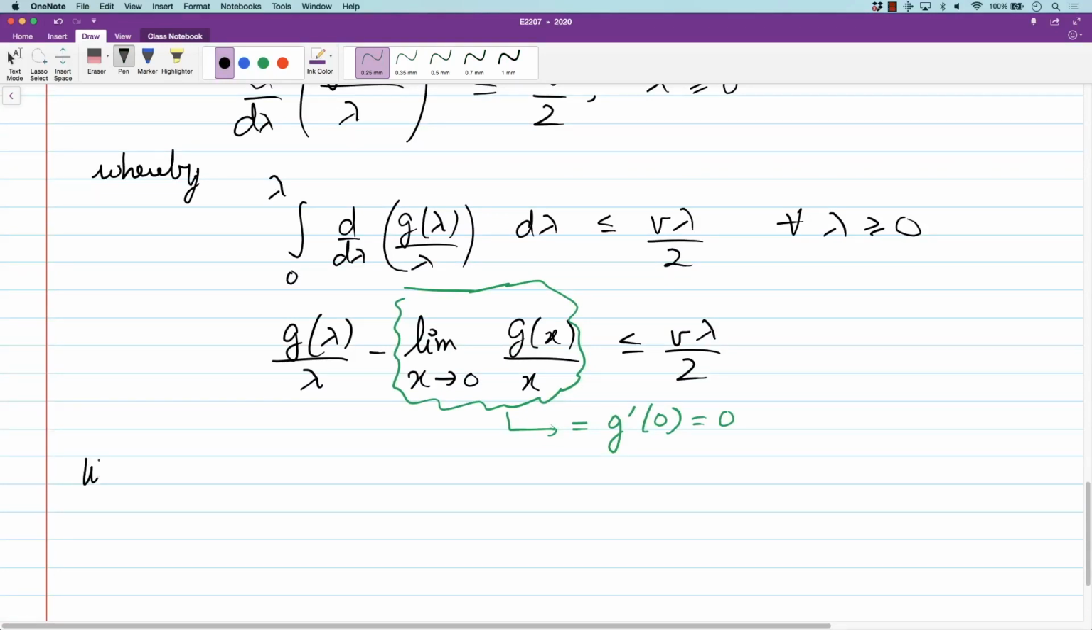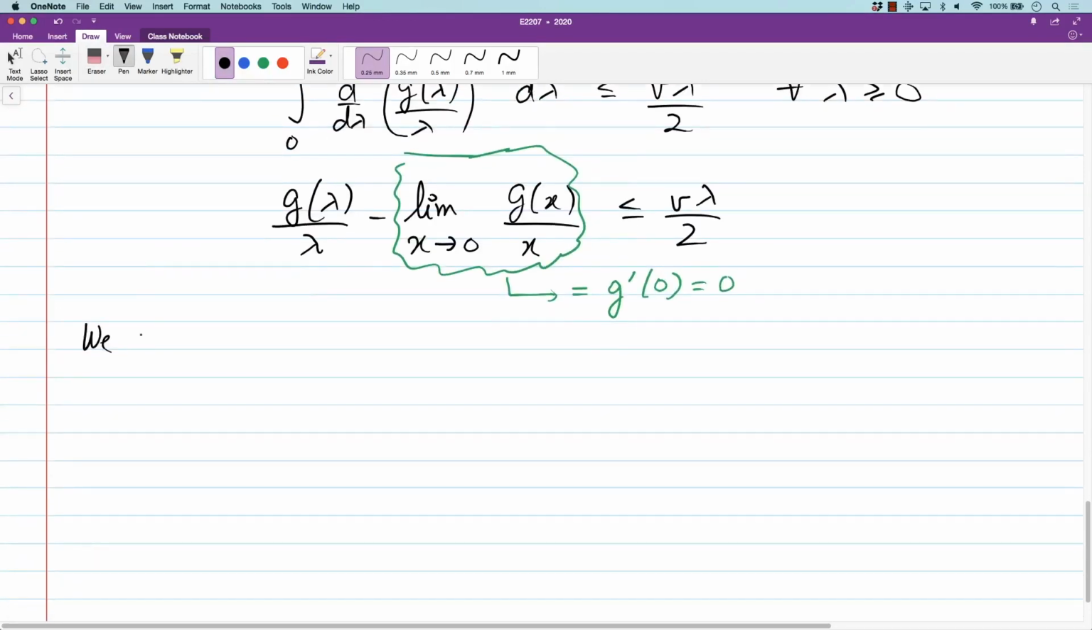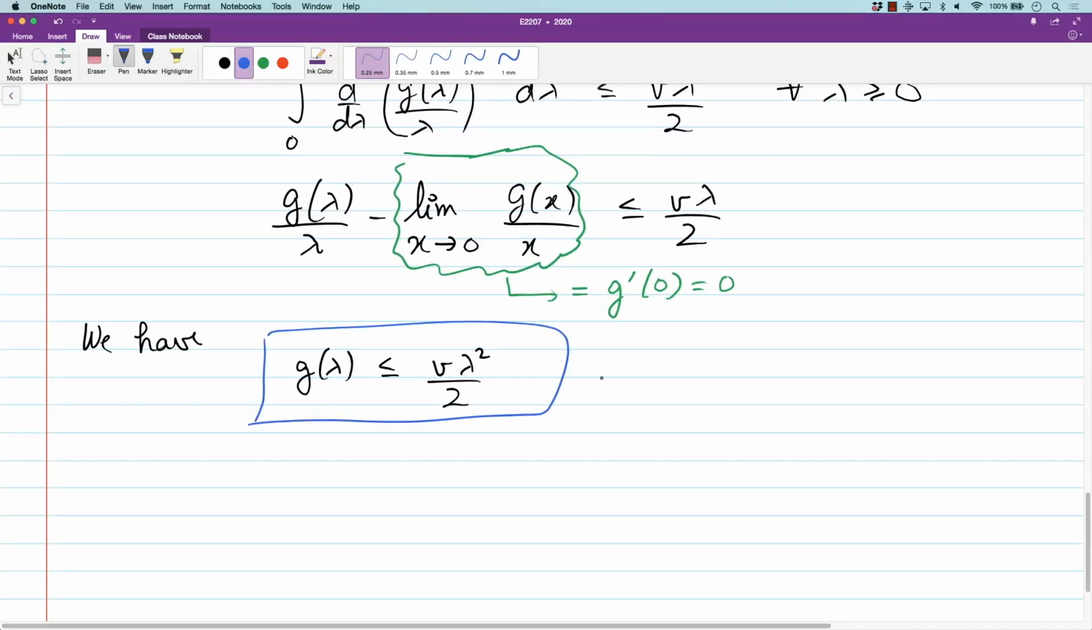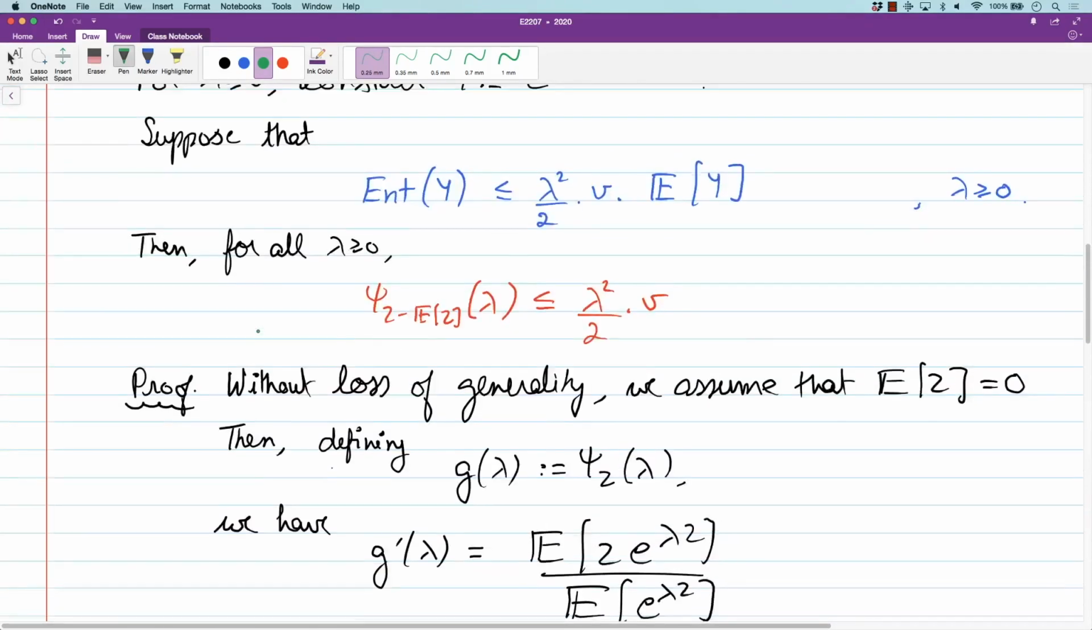So we have obtained g lambda by lambda is less than or equal to v lambda square by 2. Okay, that's what we had to show, by the way, because this g lambda, remember, was just an abbreviation for phi z lambda, and we had just centered z. Okay, so we have the sub-Gaussian bound.